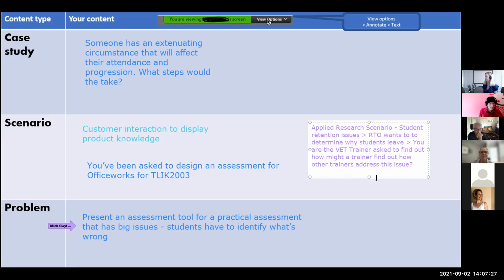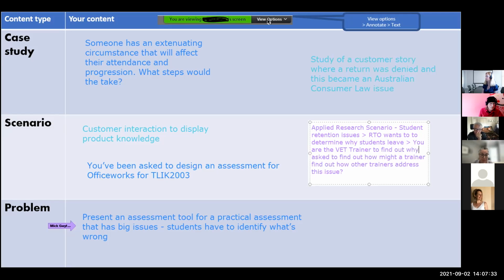So pretty straightforward, just presenting them with a tool that they've been told has a problem, or that has big issues, and they have to go about working out, well, what are the issues, what's wrong with this assessment tool. So it's almost like an exemplar kind of activity, isn't it? In a sense, exposing students to the marking guide and examples of that, and seeing what's kind of wrong.